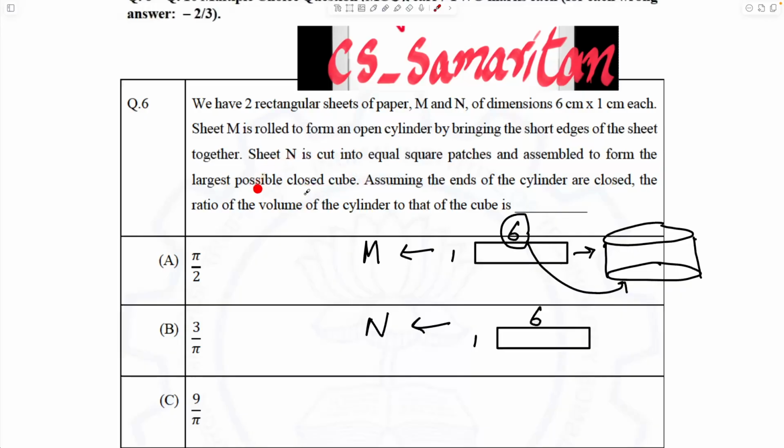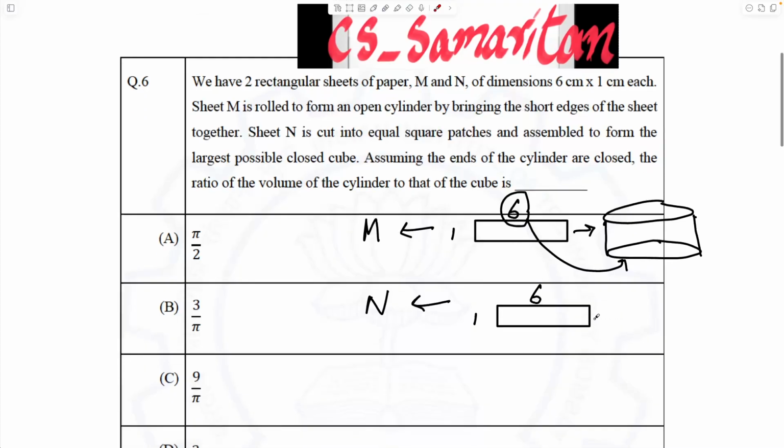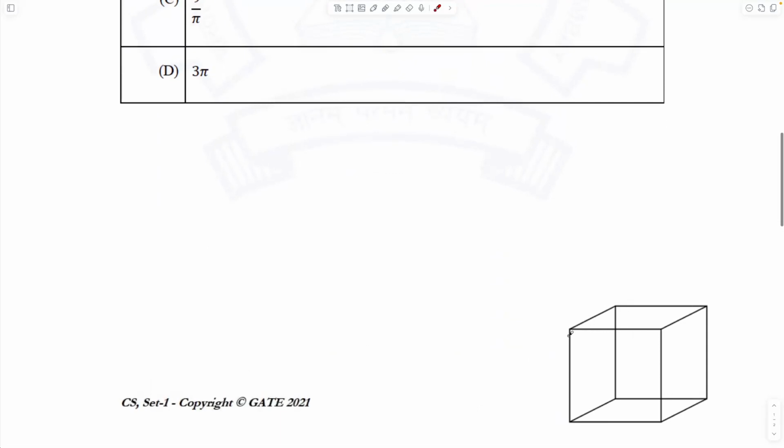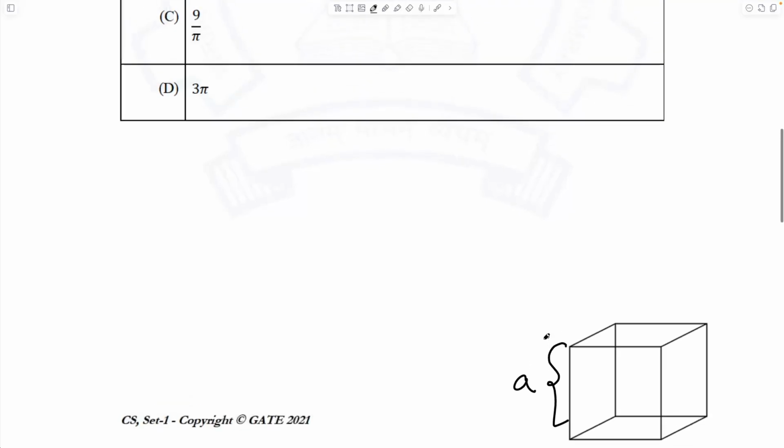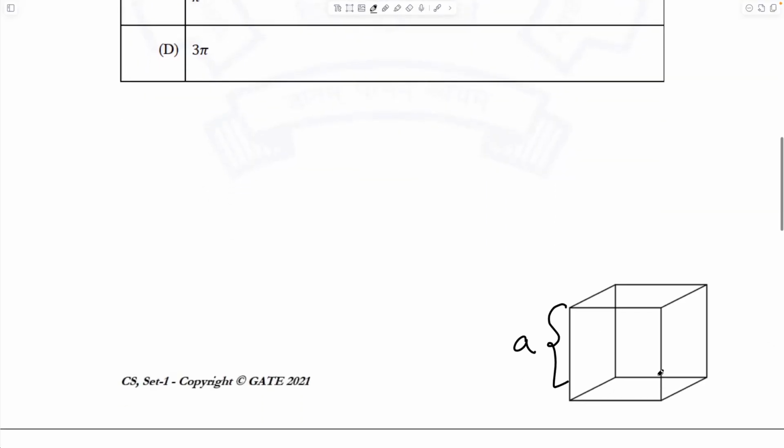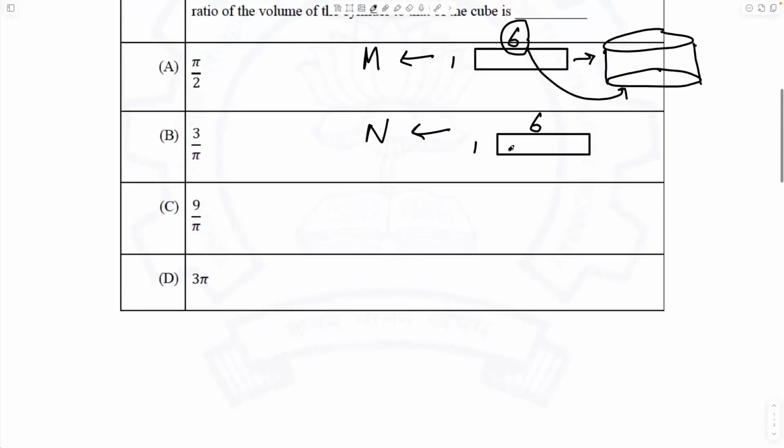We have to make a closed cube, because this is a 2D object, and from this a 3D object is being constructed. That 3D object's only surface is going to be filled, inside it is going to be empty. So if this is the cube that we have, and a cube is completely described by the length of one of its edges, let's assume this edge's length is A. Then the total surface area of this cube is going to be equal to the area of this rectangular sheet of paper.